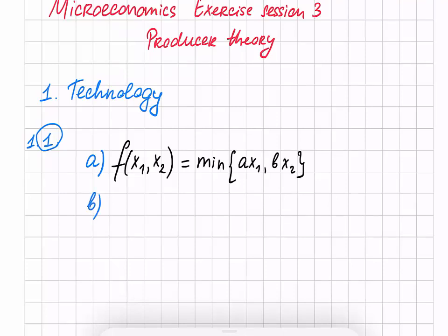Okay, then we have B, and the substitution possibilities between the factors of production are independent from the level of the factors used. So essentially here what it says is that it does not matter how many units of x1 and x2 are used in the production. It's perfectly possible to substitute one for another. So here we have substitutes technology, and essentially the general form is going to be this one.